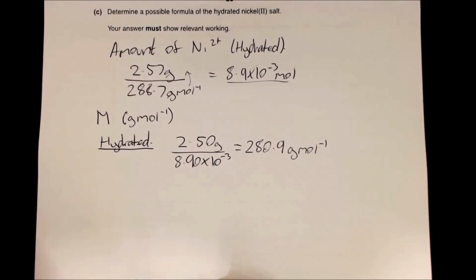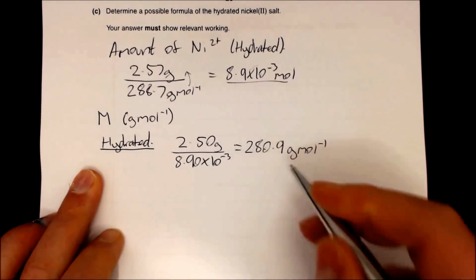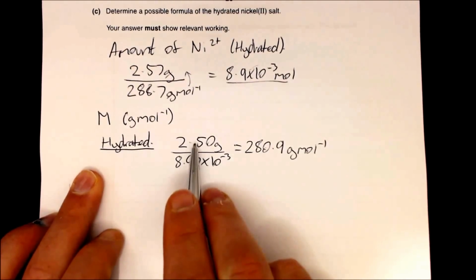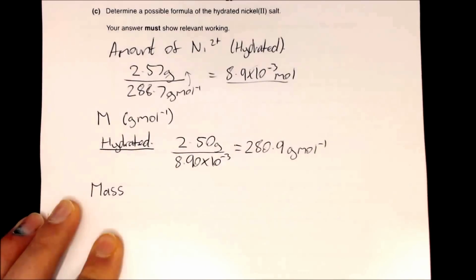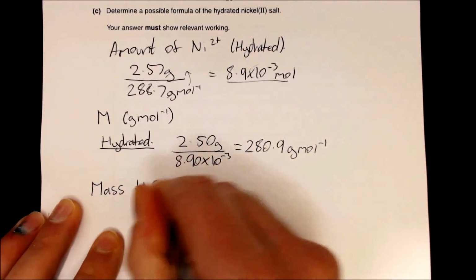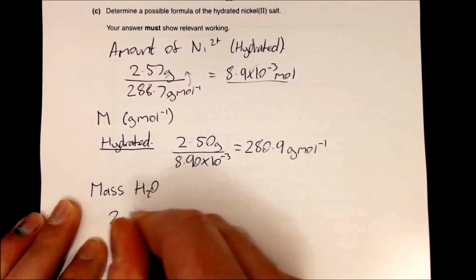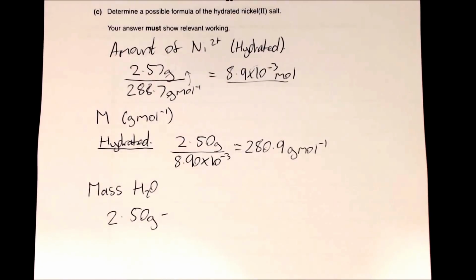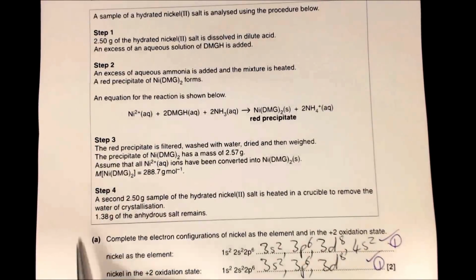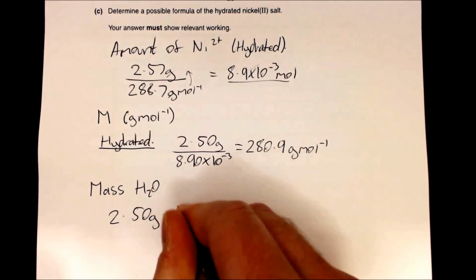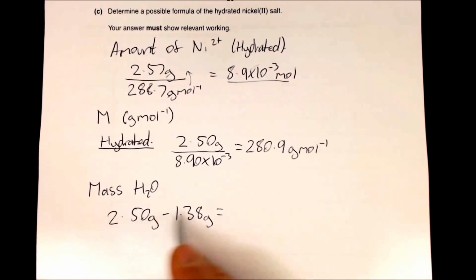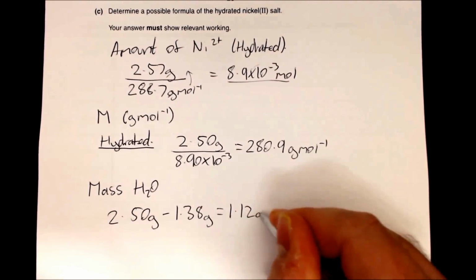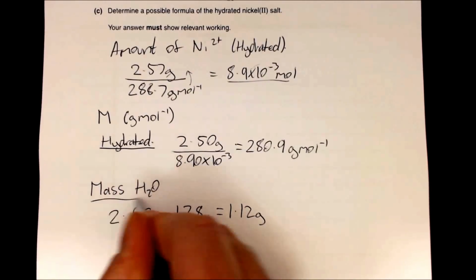Now this is the one with water in, so we need to work out how many waters make up this mass. So we said we had 2.50 grams, and we need the mass of water in the whole sample. 2.50 grams was hydrated, but after we'd dried it out, if we come back to this, it said it went down to 1.38 grams. This was anhydrous, so this was after we heated it. So this is going to be minus 1.38 grams. Now if we put that into our calculator, that should be 1.12 grams, and this is the mass of water.